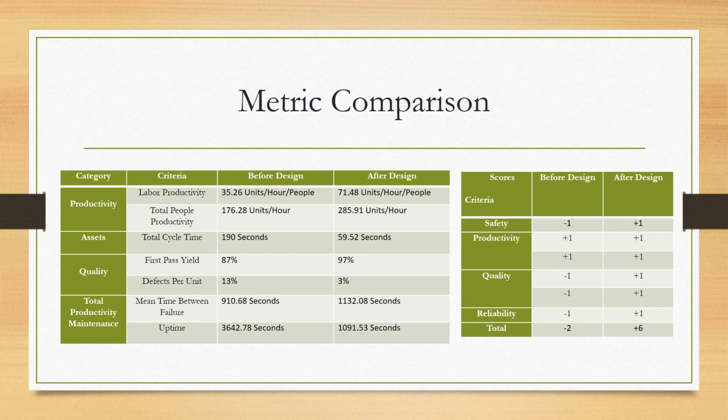However, if you look at quality, before design is much lower than after design. So we decided to give after design a +1 and before design a -1. And also we gave after design a +1 on safety, because now we have battery, transportation, and storage safety that wasn't mentioned for the before design. So if you look at total numbers, after design has a +6 and before design has a -2. So our after design, which is the new design, is the optimal solution for our design.